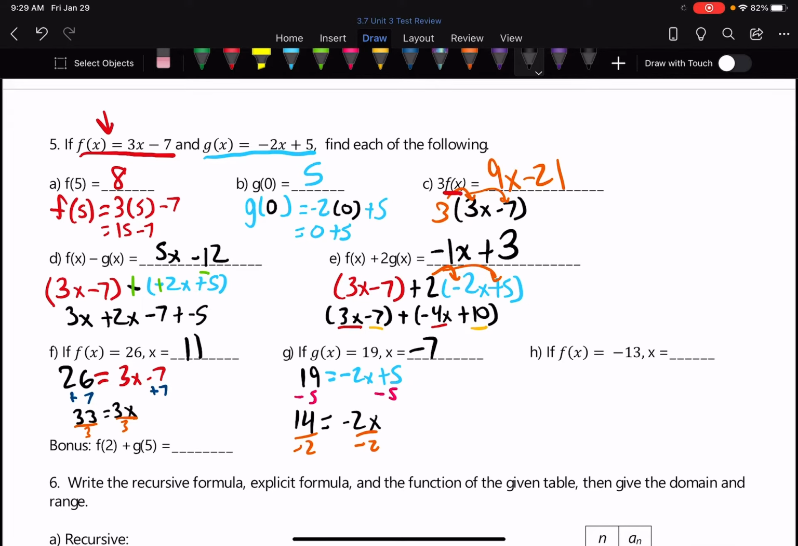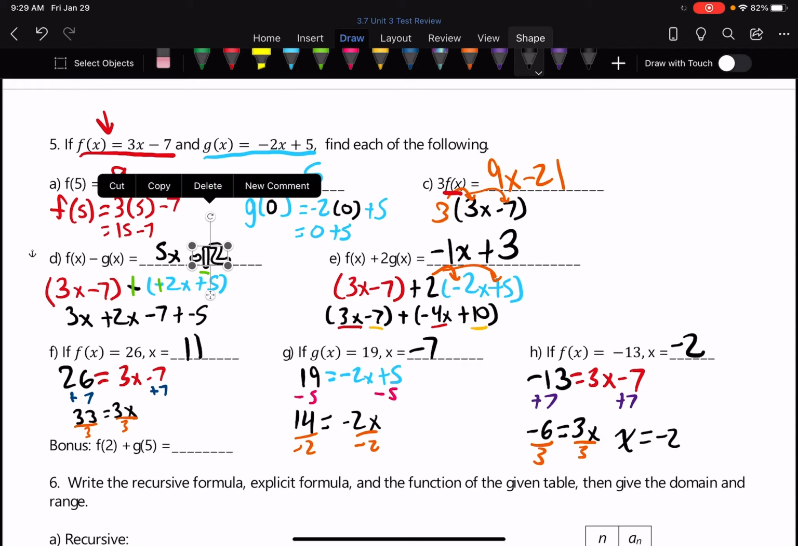It says if f of x equals negative 13, what is x? This is part H. So I've got negative 13 is equal to f of x, which is 3x minus 7. I'm going to use the addition property of equality, so I'm going to add 7 to both sides to isolate my variable term of 3x. Negative 13 plus 7 is going to give us a negative 6, and that's going to be equal to 3x. And I'm going to use my division property of equality to divide by 3 on both sides. So x is equal to negative 2.